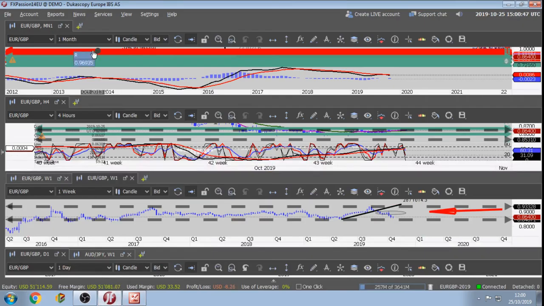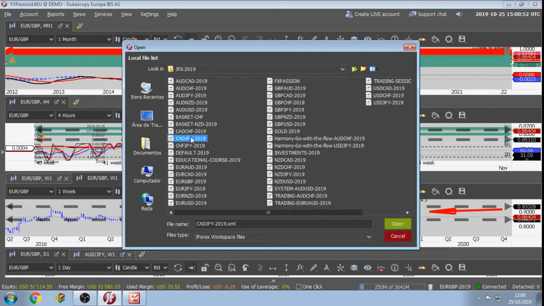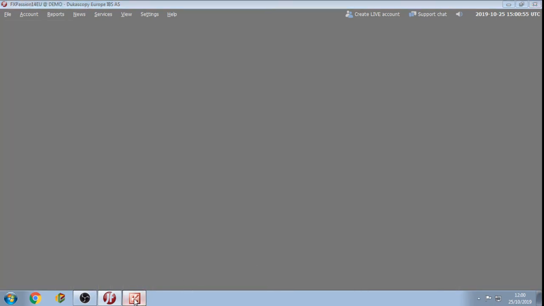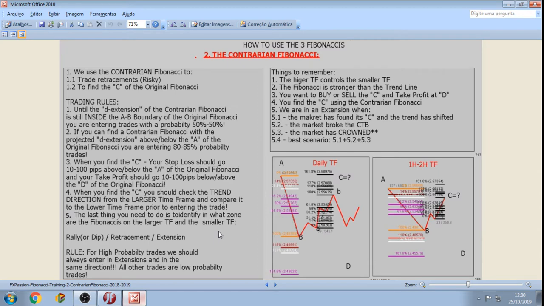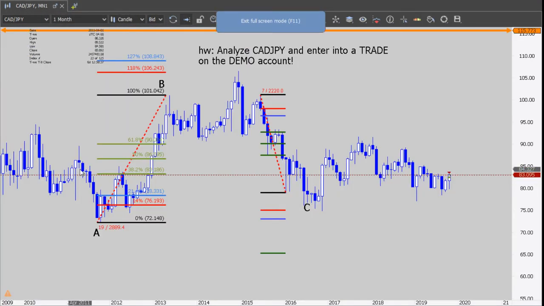That being said, let's dive into the live charts, and we are going to open Canada JPY. And today we are going to talk about the Contrarian Fibonacci, the rules for trading the Contrarian Fibonacci. This is the picture. I hope you have it already. If you don't have it, take a screenshot or make a photo with your cell phone. This is the Canada JPY monthly chart.